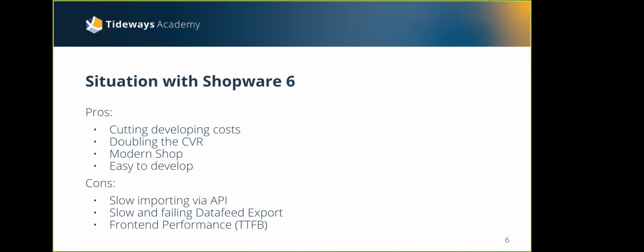And in addition, the product export from Shopware sometimes did not work, which is very bad for Google Shopping campaigns. For example, if you run a Google Shopping campaign with old data and promote products that are already out of stock, you're losing money. And often this export took more than 10 minutes for only a few fields to export. And sometimes the whole export just failed.